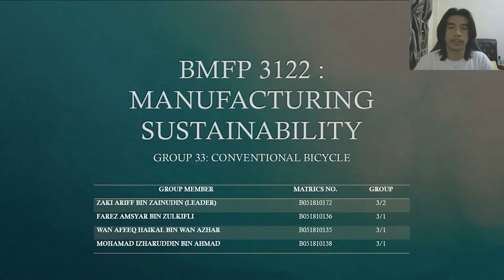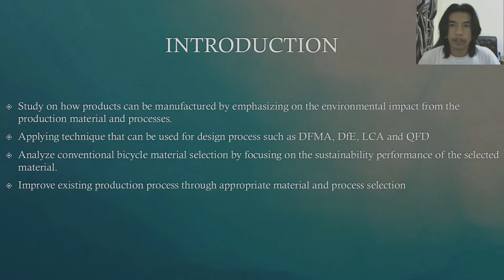I'm from Section 3. For this subject, Manufacturing Sustainability, we have been assigned to conduct a comparative life cycle assessment of a manufactured good. For this task, we have selected conventional bicycle for our product. I will briefly explain about our introduction.